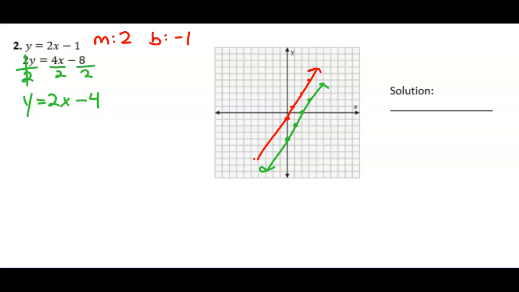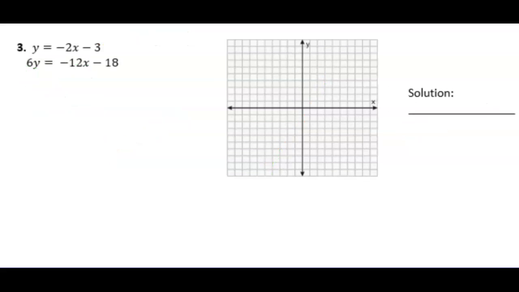What do you notice about those two lines? Are they crossing each other? Are they ever going to cross each other? No. These two lines are parallel. And when I have parallel lines, my solution is no solution. I can't have a solution because they're never going to cross. Or you could write none, I guess, either one. Let's just stick with no solution. Okay? So that's what happens in that case.